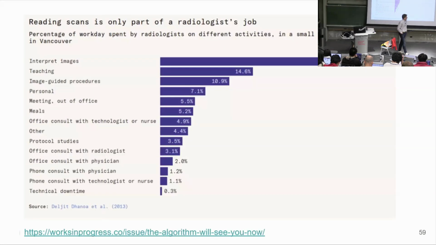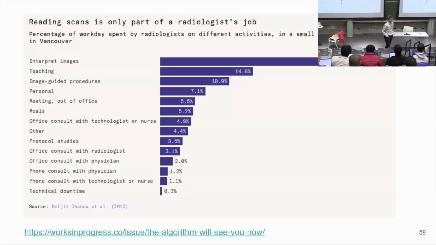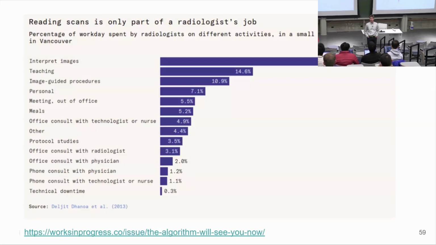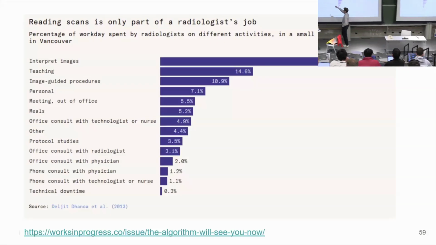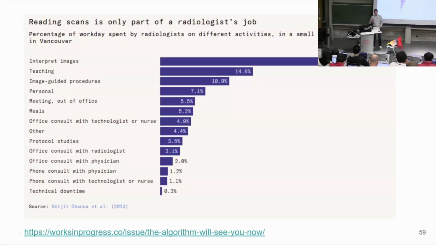Reading radiology scans is only a part of a radiologist's job. They do all kinds of other things, and as they got support for reading these scans, they focused more time on other things like communicating, explaining things, right? Teaching to some degree, meetings. I don't know that they spend more time on meals, but I think similar things happen in software engineering.